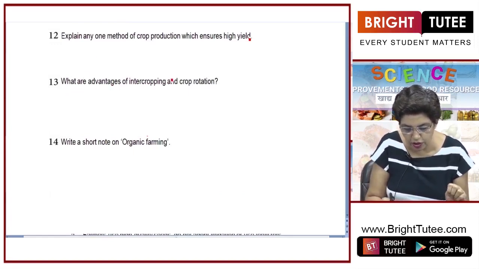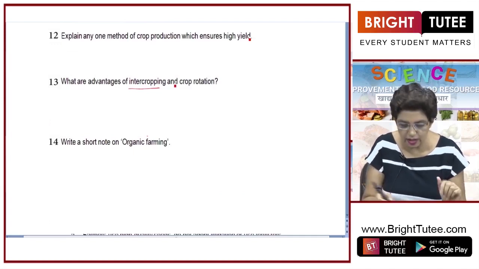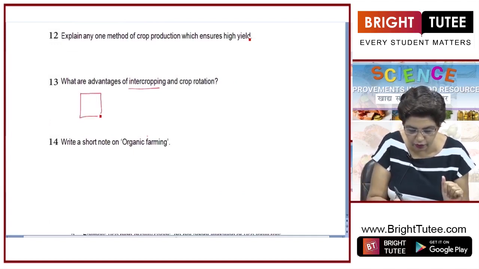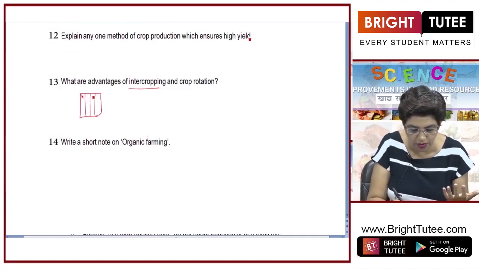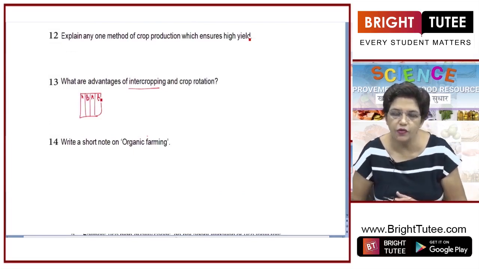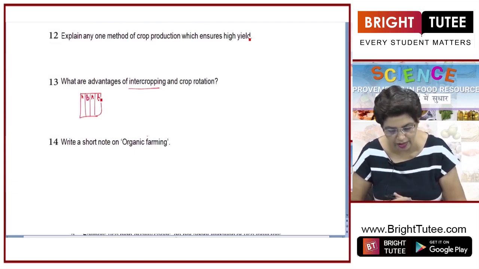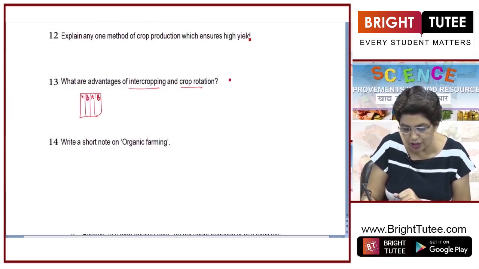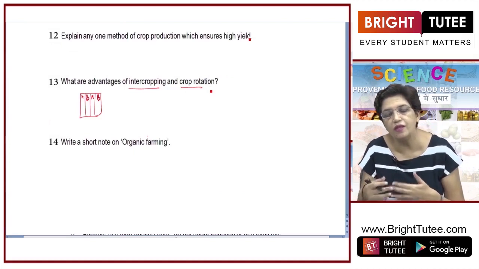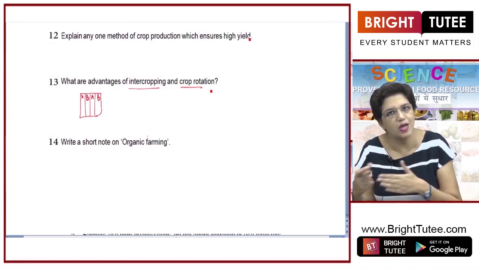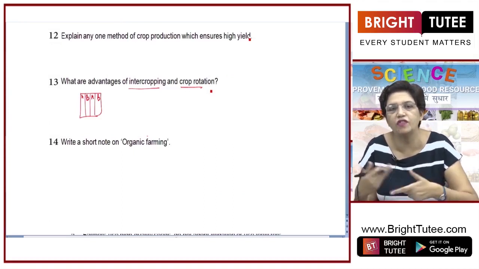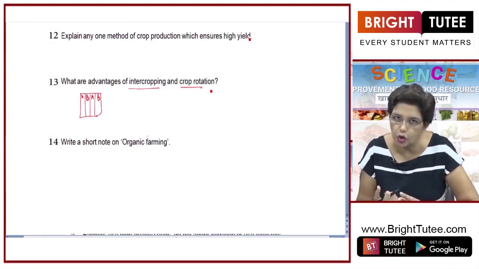What are the advantages of intercropping and crop rotation? Intercropping, I hope you remember, is where the field is divided into columns and crops are grown alternatively. Crop A here and crop B here. So alternatively a few rows of two crops are grown. This is called intercropping. While in case of crop rotation, different crops are grown in different seasons of the year, throughout the year, like Kharif plus Rabi plus one more third crop can be grown one after the other in succession. That is crop rotation.